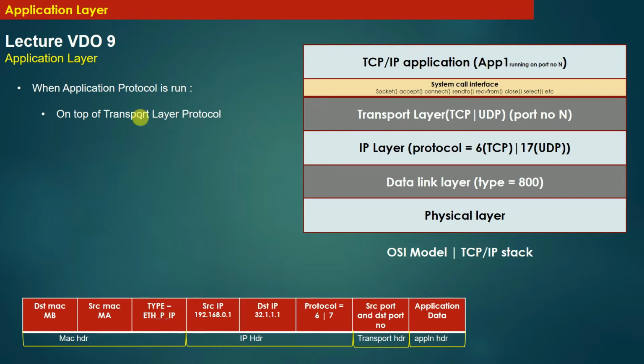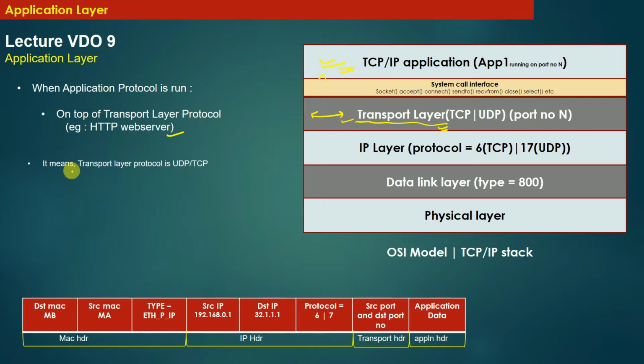Right? So when I say that you can run your application protocol on the top of transport layer protocol, it means that you can run your application protocol here in the TCP/IP stack. That is, the application is running on top of the transport layer. Right? The underlying layer in this scenario below the application is the transport layer itself. So the example of one such application is the HTTP web server. So HTTP web server is an application protocol which runs at the application layer on top of the TCP protocol.